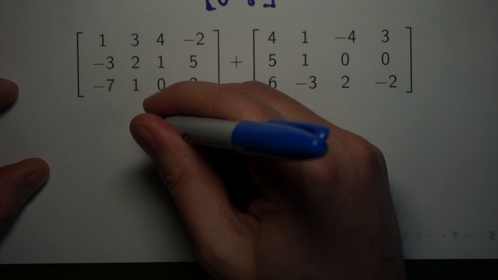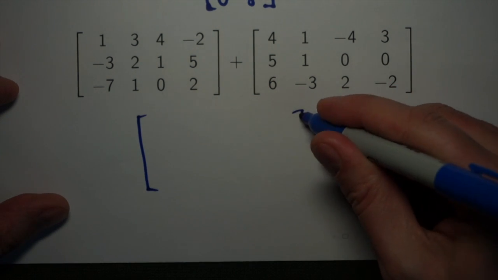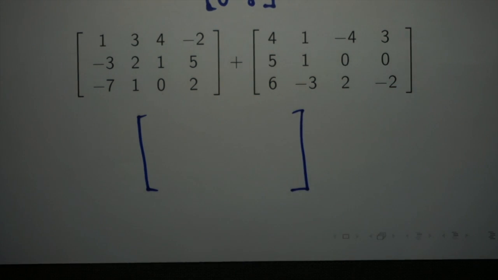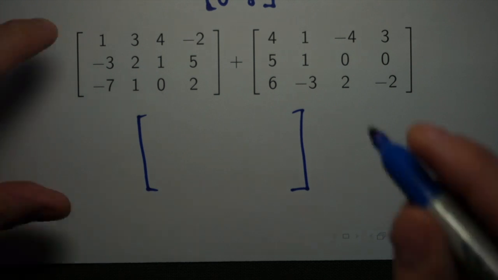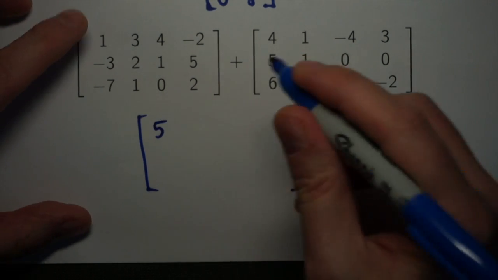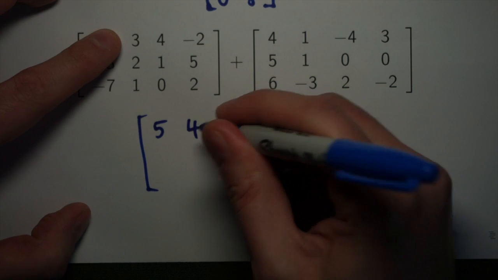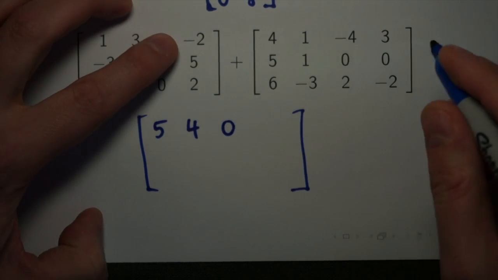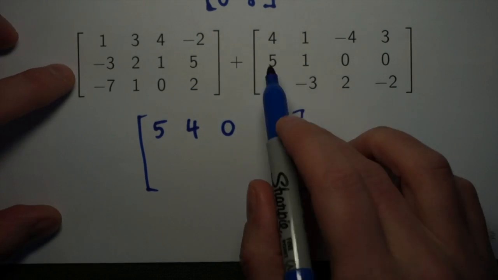As another example, we can do the same thing with a much larger matrix. We add all the corresponding entries together, and we'll end up with a large matrix. 4 plus 1 is 5, 3 plus 1 is 4, 4 minus 4 is 0, and so on.